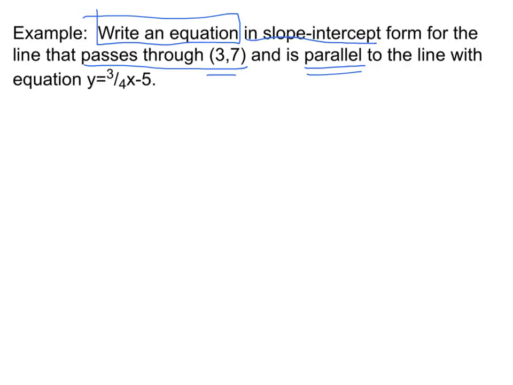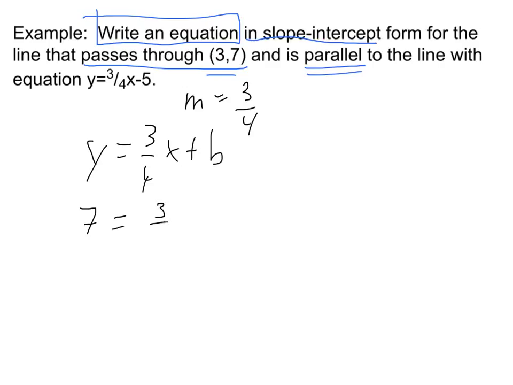So again, we said that parallel is important. If they're parallel, if you think back, parallel meant they had the same slope. So we know our m value, m equals 3 over 4. Our slope equals 3/4. Now we can just use y equals 3/4 x plus b, and then plug in that (3, 7). So 7 equals 3/4 times 3 over 1. Again, anytime you have an integer value and you want to turn it into a fraction, just put it over 1. Plus b. So this goes to 7 equals 9 over 4 plus b.